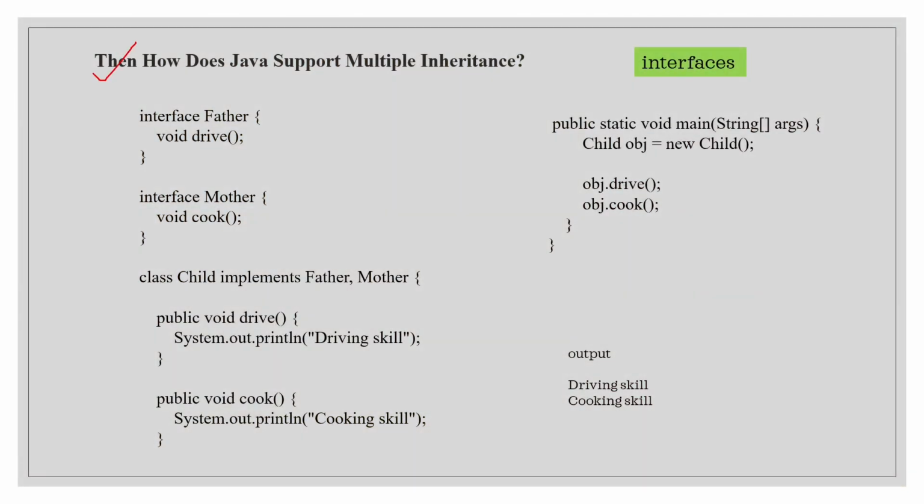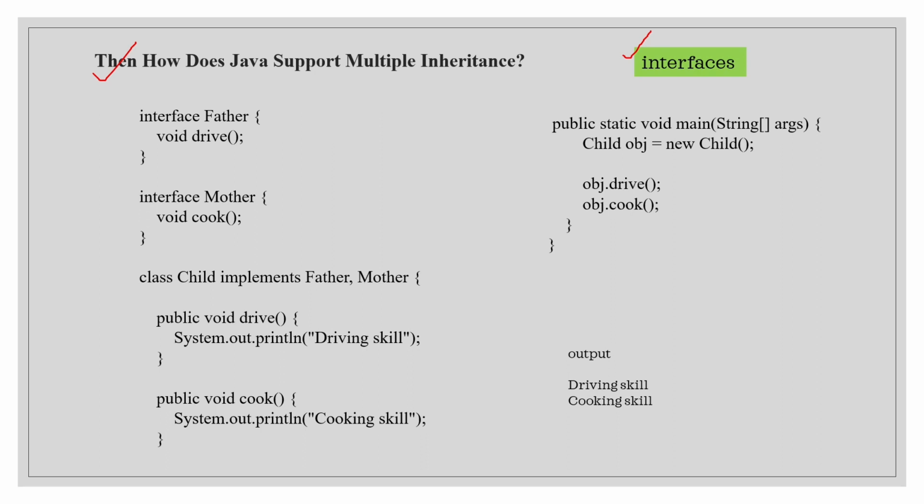Now, at this point you might be thinking, if Java does not support multiple inheritance using classes, then how is Java supporting multiple inheritance? You may get this question, right? So, the answer for this is interfaces. Yes, by using interfaces, Java supports multiple inheritance. The reason is very simple here. Interfaces will only declare the methods. They do not provide complete method implementation. That's why there will be no confusion or no ambiguity problem.